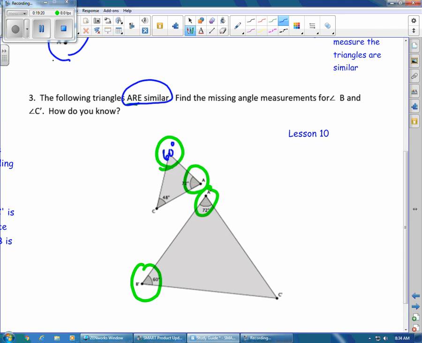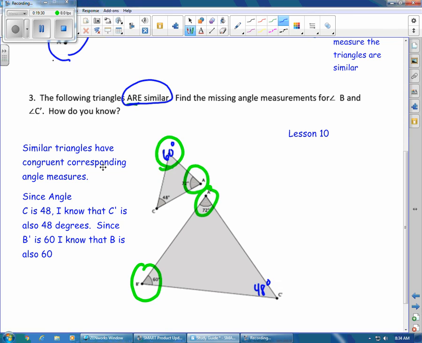And of course the measure of C and C prime are going to be the same, so I know C prime is going to be 48 degrees. Okay, again, I know this because similar triangles have congruent corresponding angles. Since angle C is 48, I know that angle C prime is also 48. Since angle B prime is 60, I know that angle B is also 60.